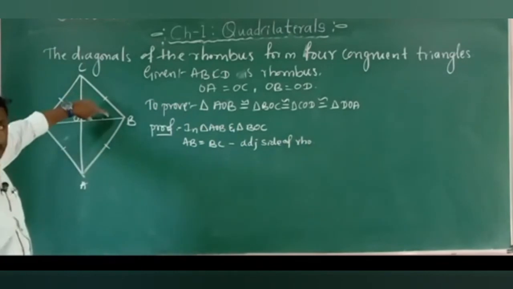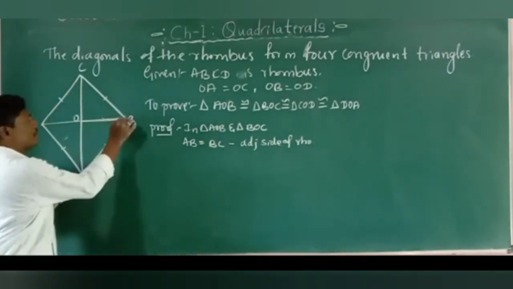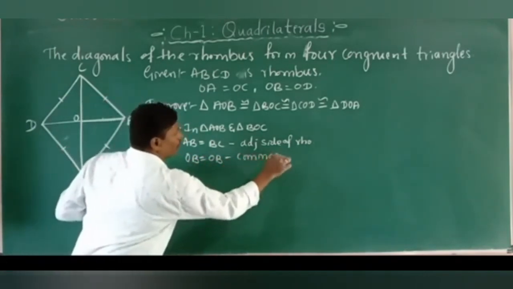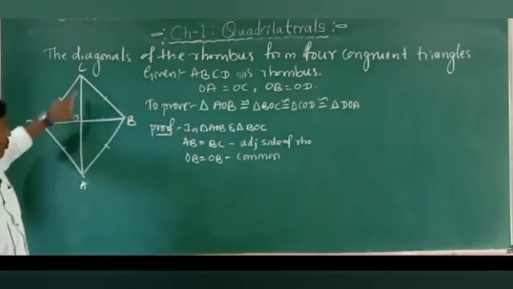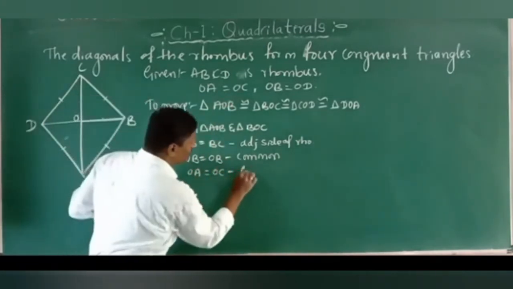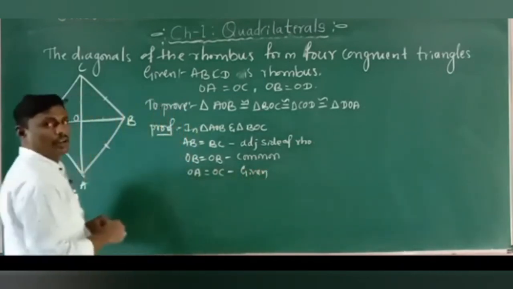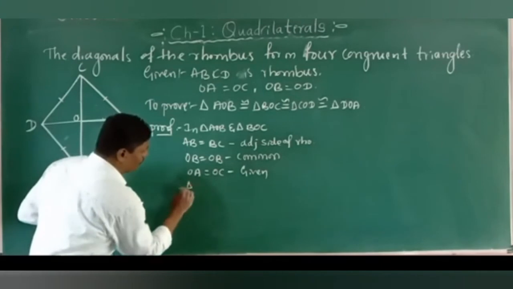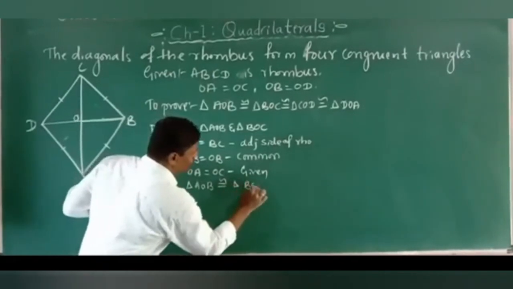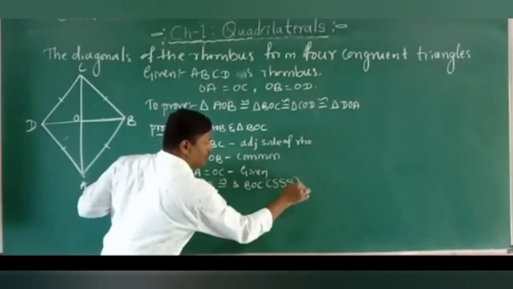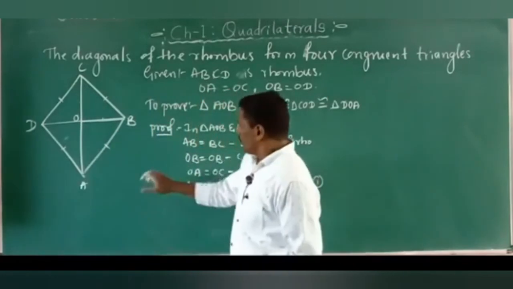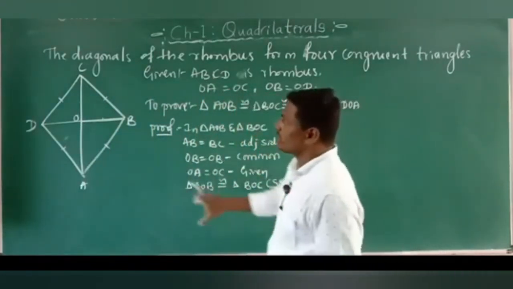Next, in these two triangles, OB is the common side. OB is equal to OB, which is common for both triangles. Next one, OA is equal to OC. It is given in the statement. Given: the diagonals bisect each other. Therefore, triangle AOB is congruent to triangle BOC by using the congruence criteria SSS. Consider this one as equation 1. For the first equation, we are considering these two triangles.